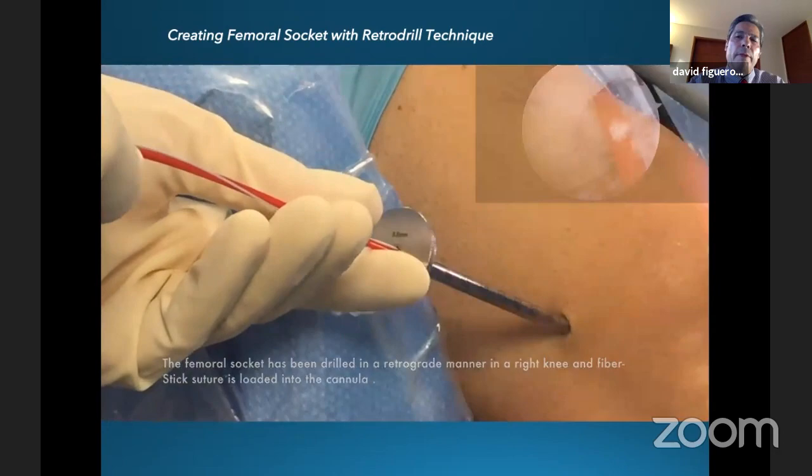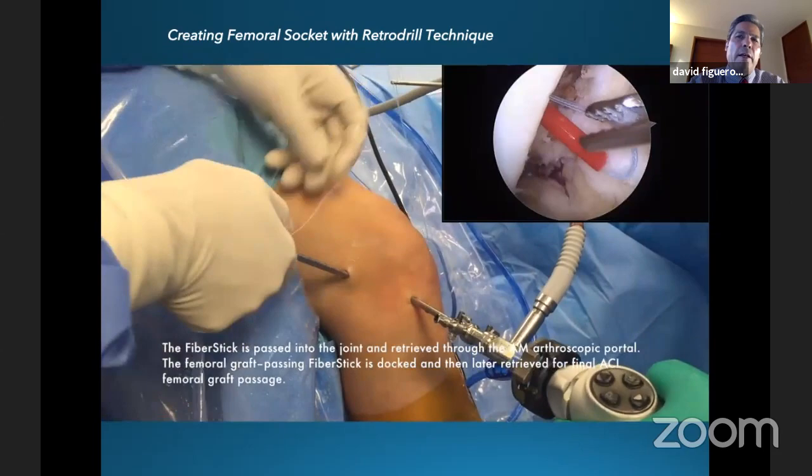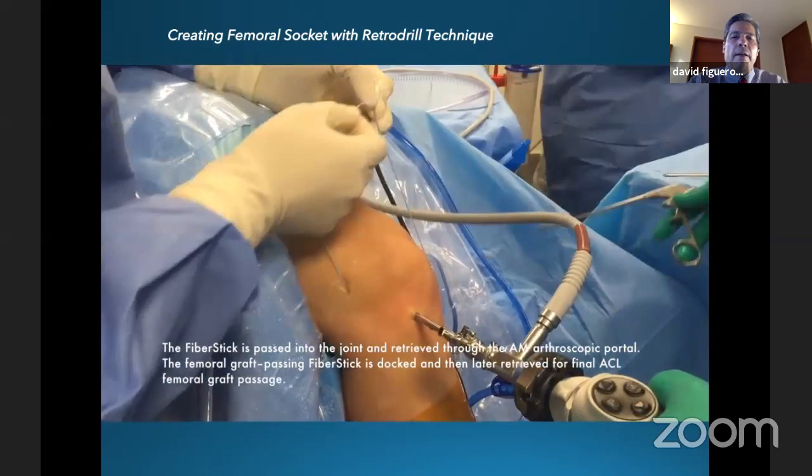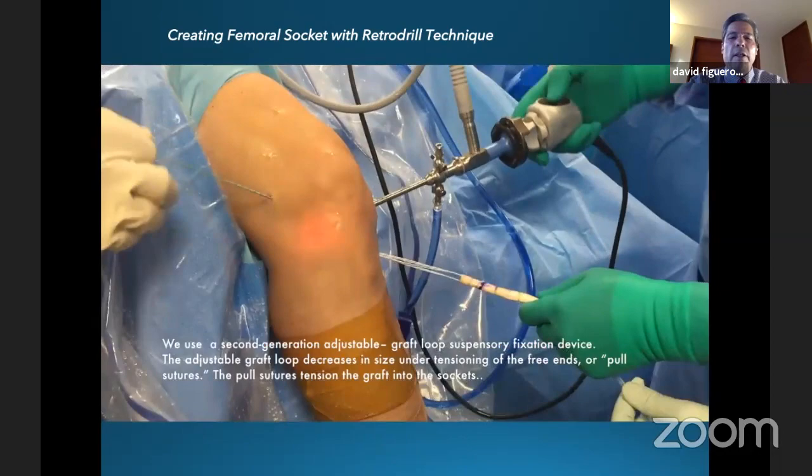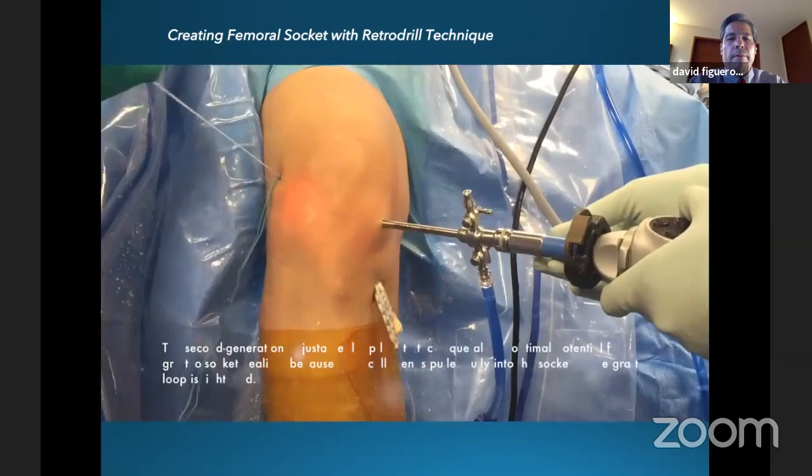The tibial tunnel is performed with a normal guide in the anatomic footprint. And then we pass this fiber stick through the tibial tunnel and pass the graft with a suspensory cortical graft fixation in this case. That's easy.